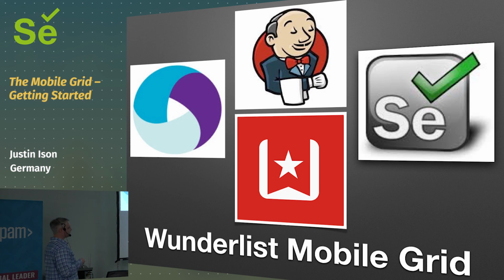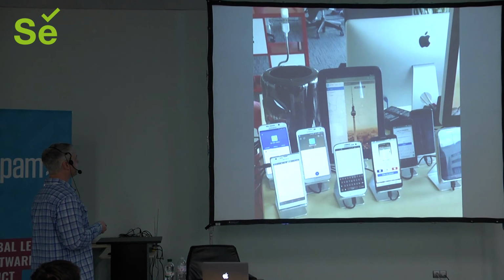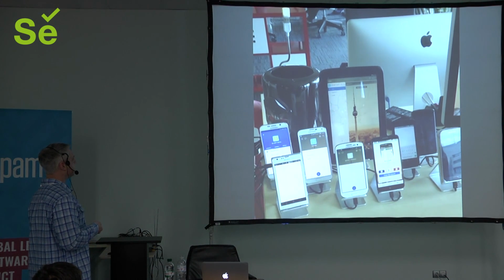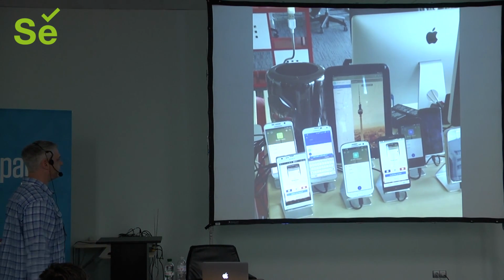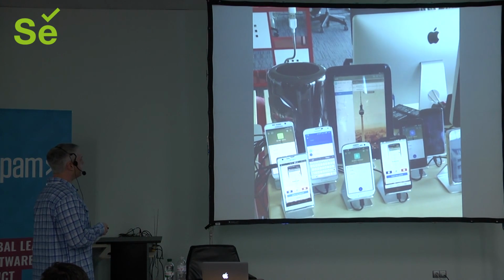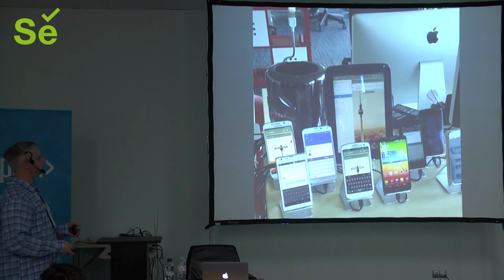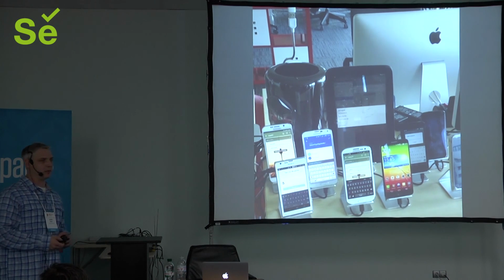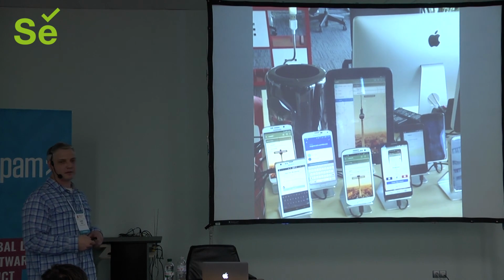So here, I'll just demo real quick what we have set up at Wunderlist. This is the specs of our CI machine here. We'll watch it run real quick. So here it's running on real devices, obviously, and it's running in distributed mode. So every device is running a different test. And the good thing with distributed is, if I ran it in single thread, the test suite would take about 35 to 40 minutes to complete. By doing this, it's done in around 5 minutes.